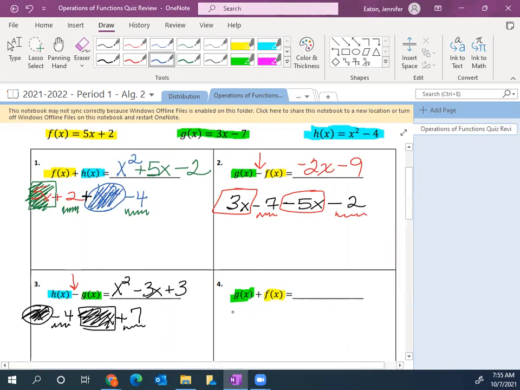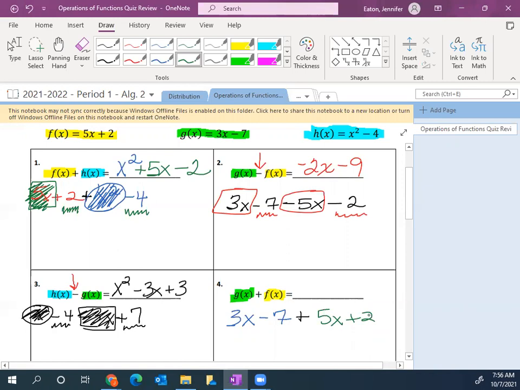If it'll let me, my g of x equation is 3x minus 7. Then I'm going to do my plus sign here. And my f of x equation is 5x plus 2. So those are my two equations with a plus sign between them.